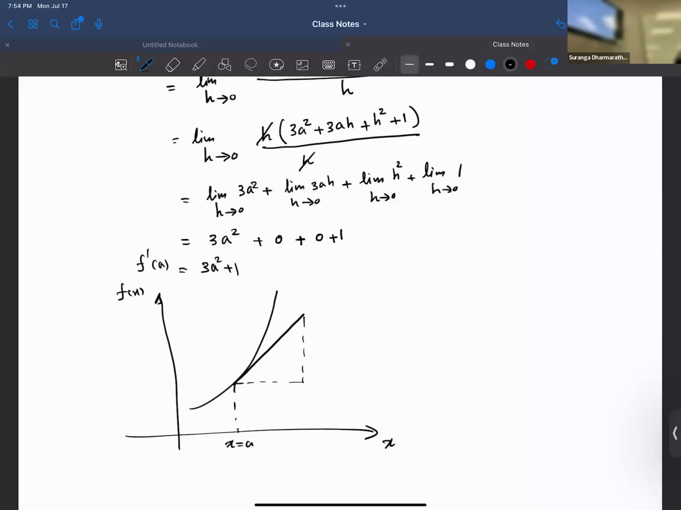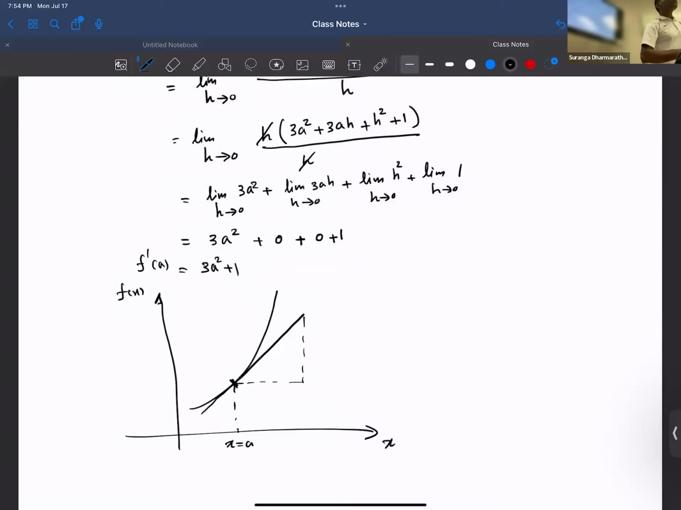F prime is the slope of the tangent. Yes, f prime a is the slope of the tangent line at x equal a. This is what you need to understand, right? The slope of this tangent line. This is the tangent line, the line that is tangential to the curve at x equal a.